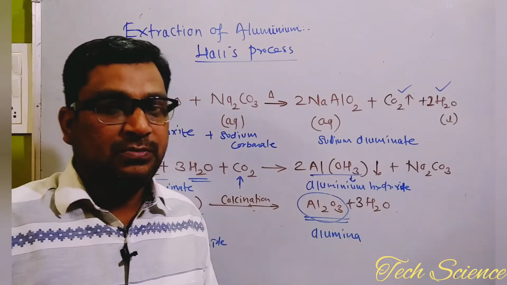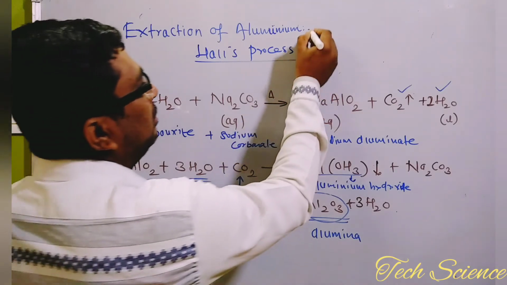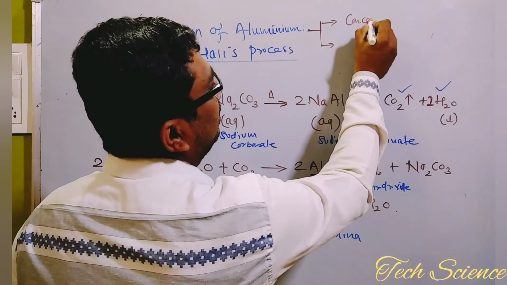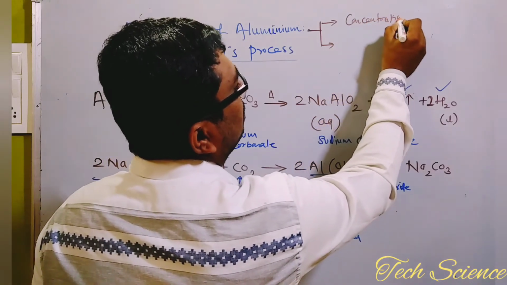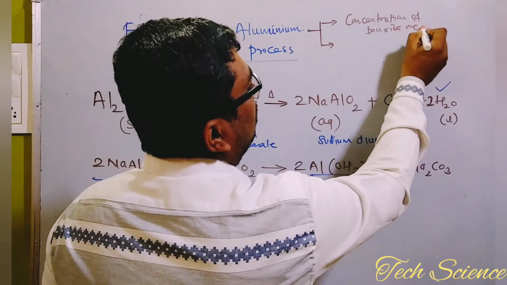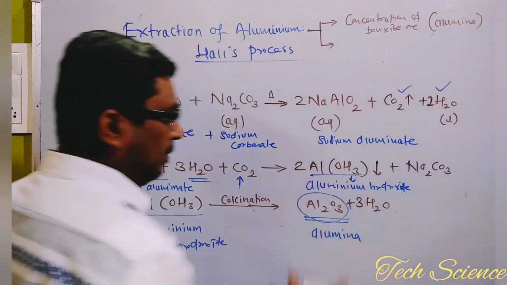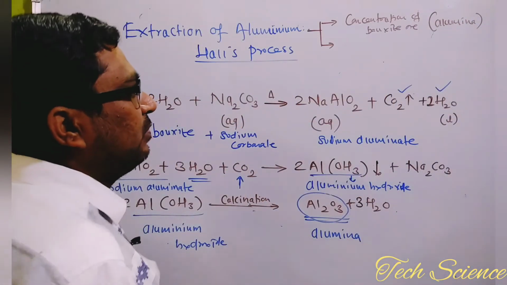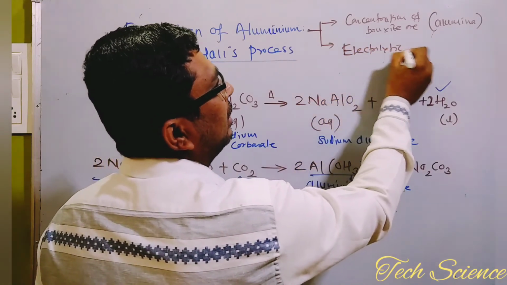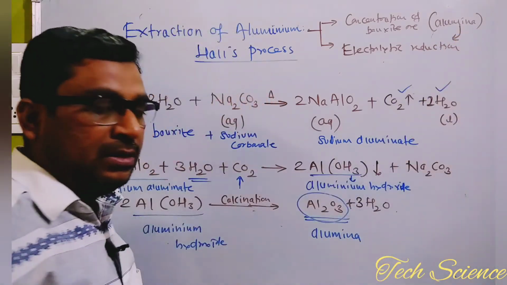Now this is the first stage. As I told you, the extraction of aluminum is done in two ways. First is called concentration of bauxite ore, and finally the output is alumina. So this was the first step along with the chemical reaction. Now for the second step, we have to do electrolytic reduction, and for this reduction we have aluminum as an output.